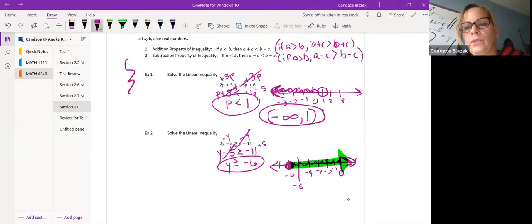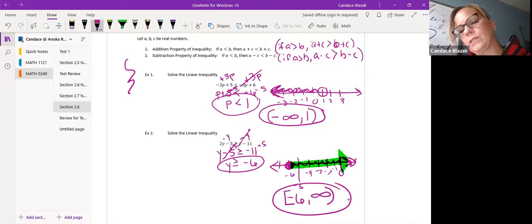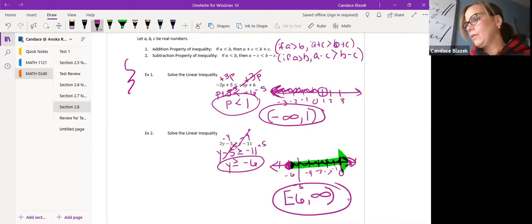To write this in interval notation, since it starts at negative 6, we go from left to right, I'm going to put a square bracket at negative 6. But then it continues forever to the right. And so it goes to infinity, and curved parentheses are always on infinity. They're always on infinity.